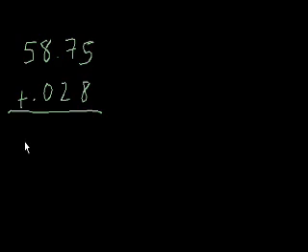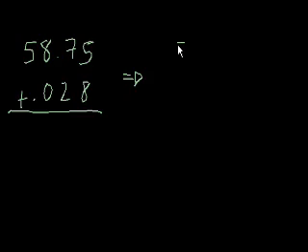And you would be wrong. And I think you realize why you'd be wrong, because you forgot the first step. The first step is line up the decimal points. When you're doing addition with decimals, the number one step is line up the decimal points. So let's line up the decimal points.